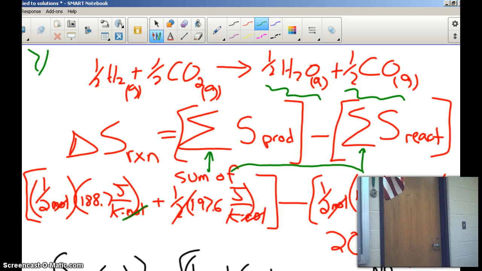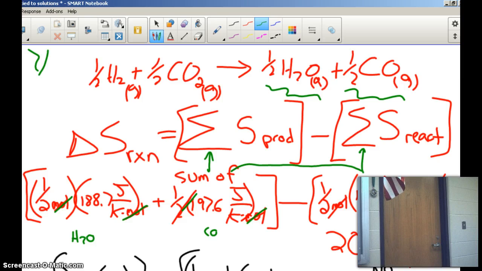So there's a half a mole involved. Notice how moles canceled here. So this whole bit above is the H2O calculation. I also need to do another product, and that is carbon monoxide. There's a half a mole of it. Its value is 197.6 joules per degree per mole. So when I cancel out the moles, I'm going to end up with just joules per Kelvin on that.